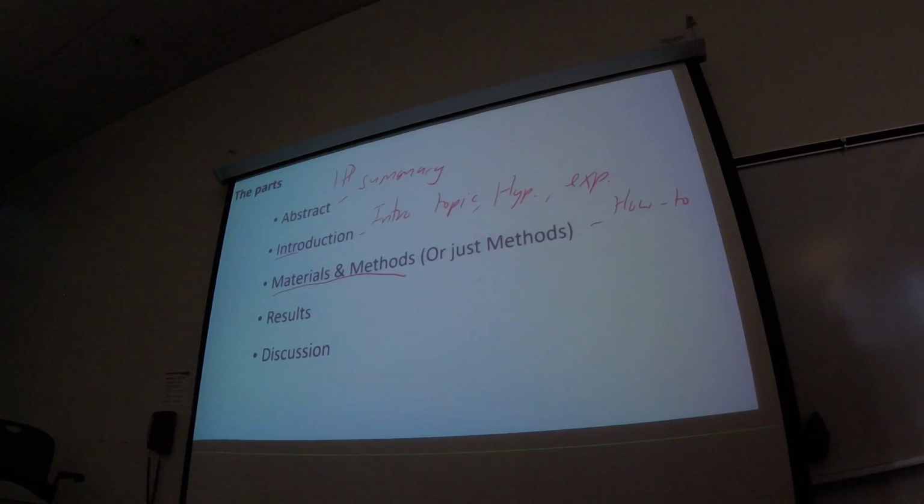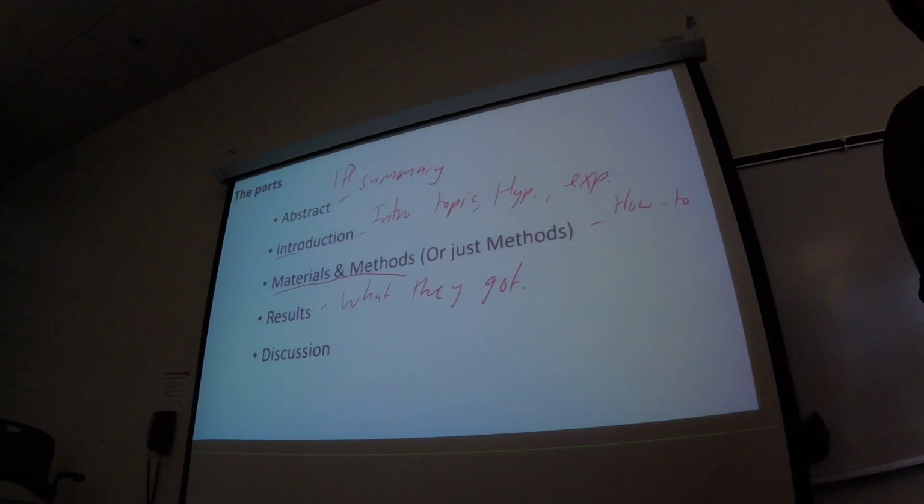Then of course the results section is what they got. And the idea is they're just describing simply the data they got. In the materials and methods section, they're telling you how they got the data, and the results section is, well, here it is. There's no spin to it. There's no analysis to it. It's like, here it is. These are the numbers, and these are the trends, and this is the stats behind it. That's what the results section is.